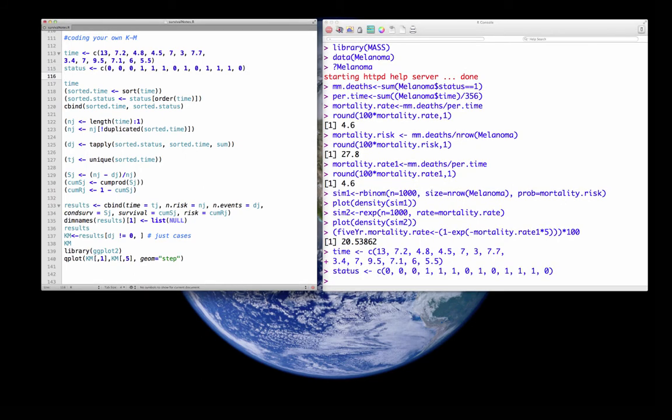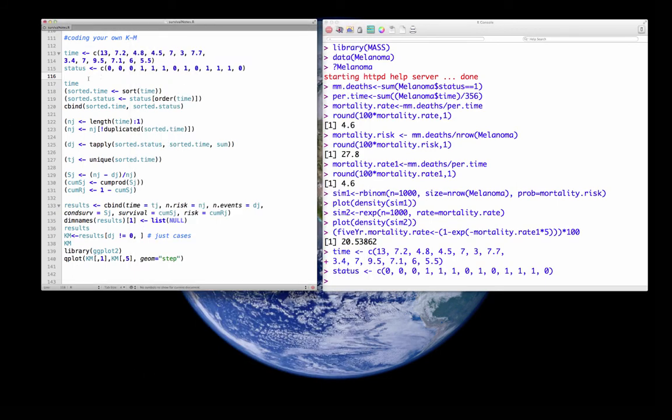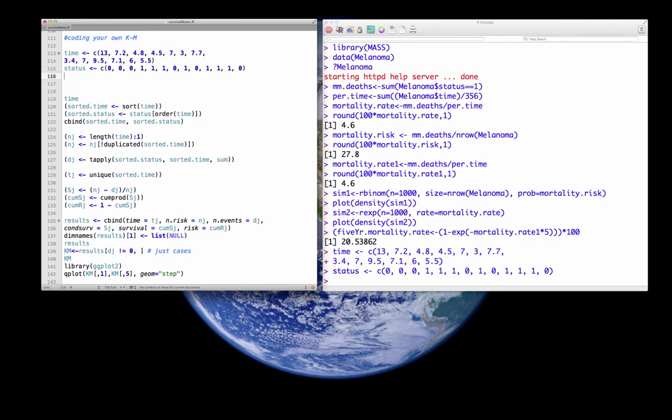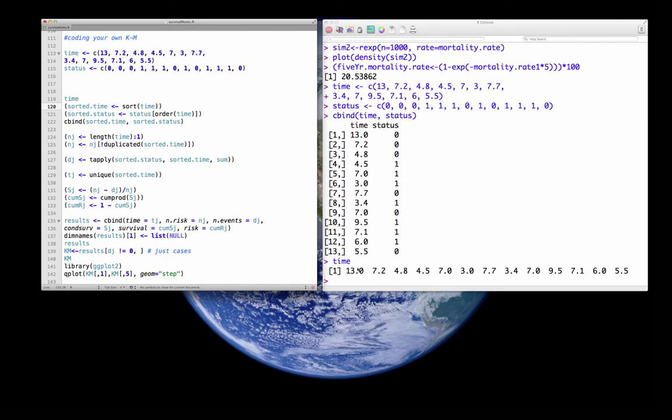Now these data that we just calculated are these data right here. So there are the list of times and the list of statuses. This is just this data right here. If we want to take a look at it, we can just cbind it. Why not? Let's cbind these 2 vectors we just created, time and status. And here we see it's just that data from Breslow and Day. That's all these little calculations do. And we know that time is just this, I'm sorry, time is this vector.